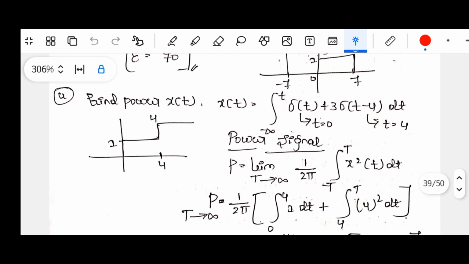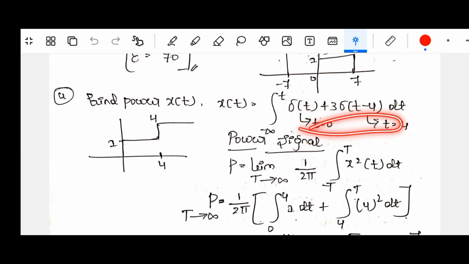Next, fourth: find the power of the given signal. x(t) is equal to integration from minus infinity to t of δ(t) at t = 0, plus t·3δ(t−4) dt. Let's find the locations. t is 0 at this one and t is +4 at this one. These two are the locations.